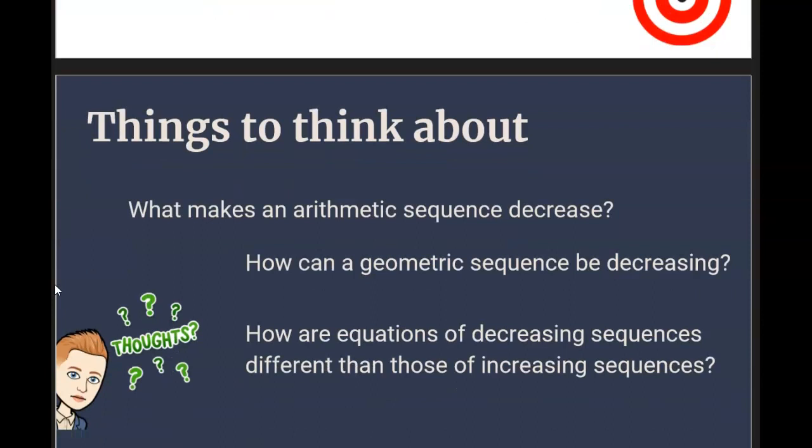So here are some things to think about. When does an arithmetic sequence decrease? What makes that happen? How can a geometric sequence be decreasing? Think about the pattern that geometric sequences have. How would that decrease? How are equations of decreasing sequences different than those of increasing sequences?